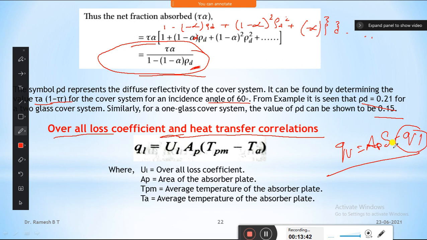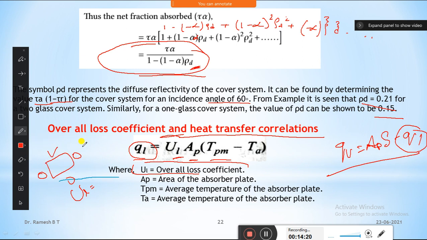This overall liquid flat plate collector has some components. Ql is given by UL Ap (Tpm minus Ta), where UL is the overall loss coefficient. Clear? There are 3 types of losses: one is the top loss, bottom loss, and side loss. So UL indicates the overall of all these 3 losses, which we will discuss later.